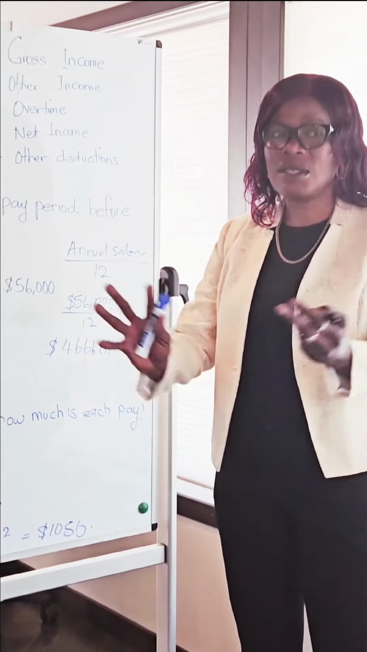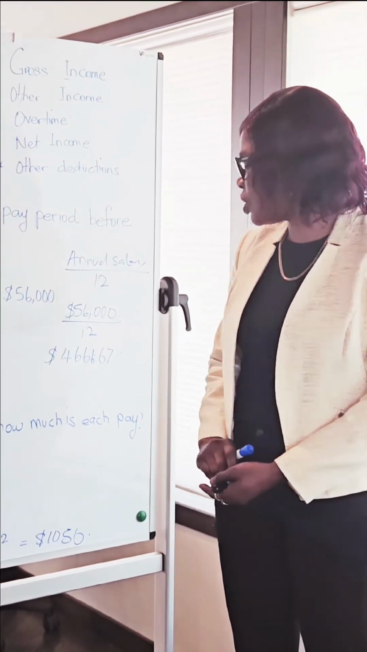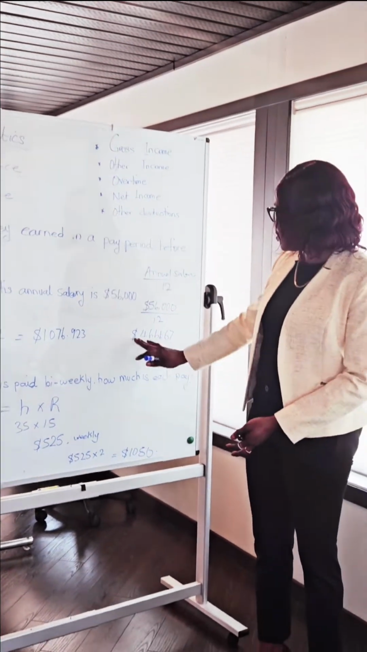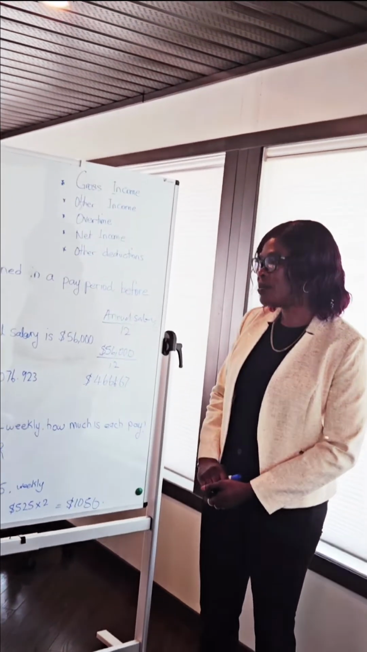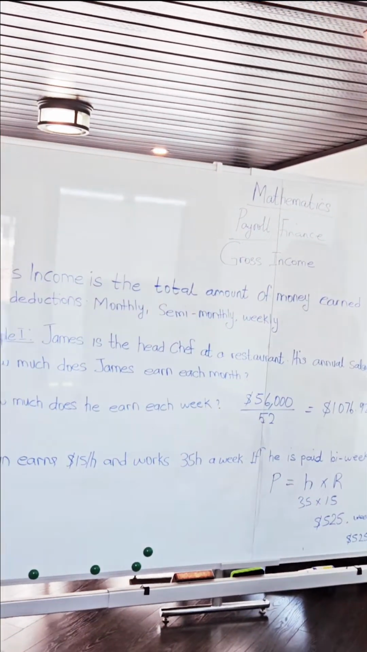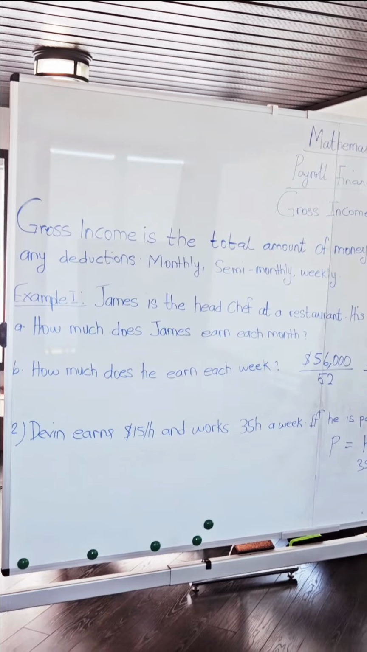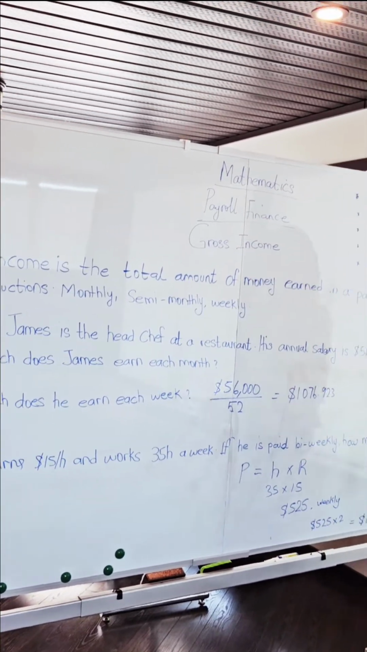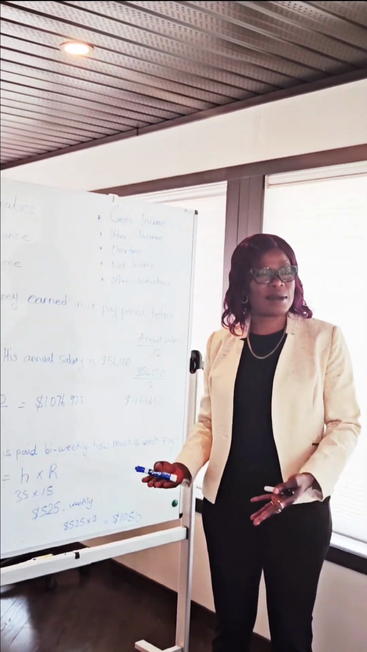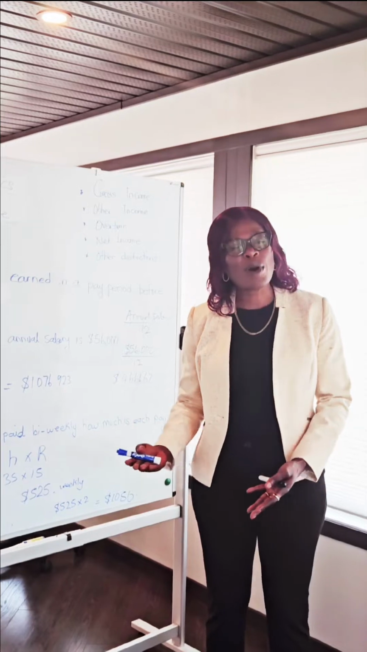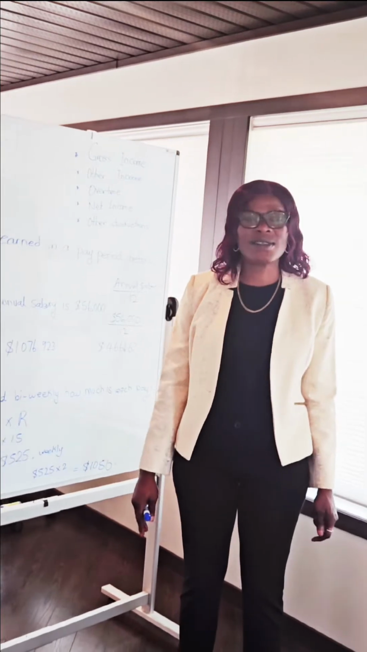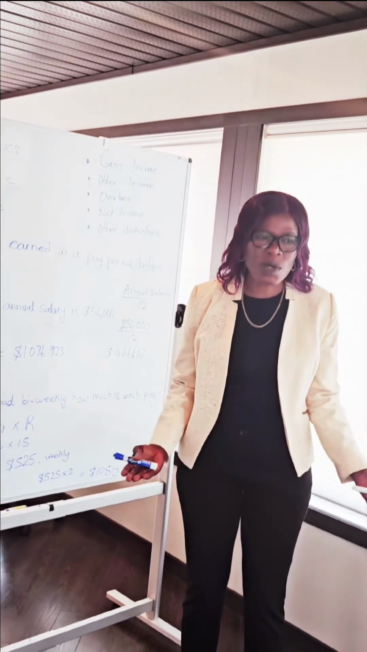Remember, gross income is the total amount of money you earn before any deduction. So this is what will show as James' monthly salary. Now let's look at the B aspect of it. How much does he earn each week? When you are actually working with payroll, you don't say 4 weeks will give me 1 month, because there are people that get their pay every 2 weeks, and there are months in a year where they get paid 3 times in a month.